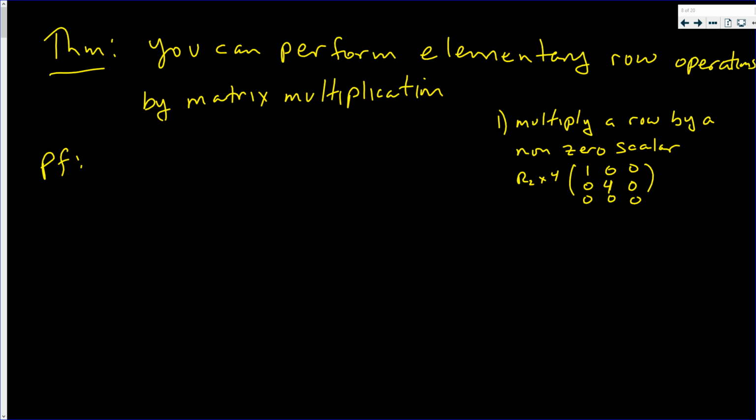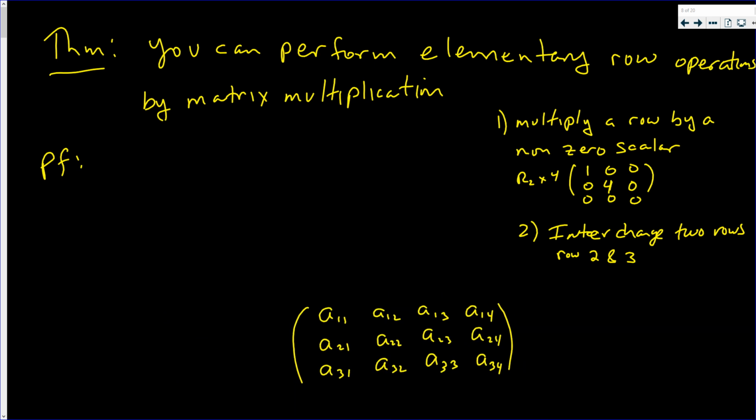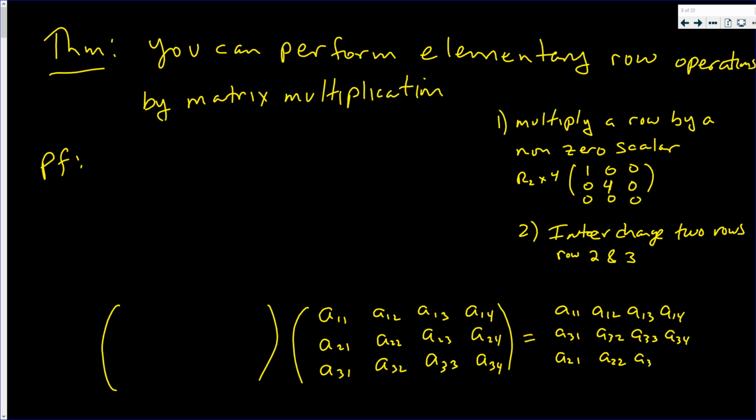Now, the next thing is suppose we want to interchange two rows. Maybe row 2 and 3. So we have the beginning matrix. We want to multiply it by something, and what we want to get back is, well, we don't want row 1 to change, but you want row 3 to now be in row 2 position, A31, A32, A33, A34, and row 2 to now suddenly be in row 3 position.